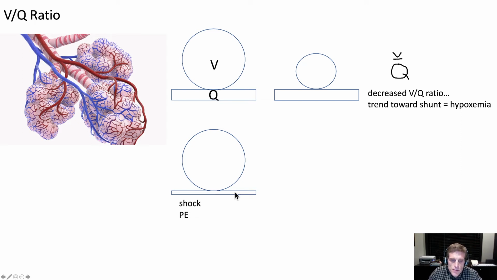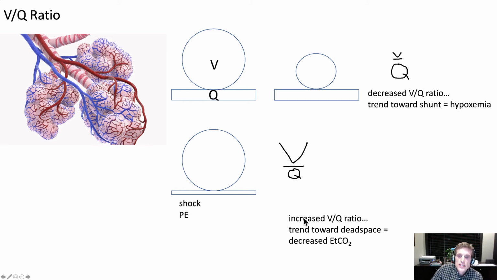PE causes the same thing, but on more of a regional basis. You'll have this big clot, and you could imagine that there's not much Q or blood flow going beyond that clot. So in both cases, we have this scenario where we still have V, but we've got a small Q. So we have this big V, but this small Q. This is a trend toward dead space ventilation. So an increased VQ ratio is a trend toward dead space, and this results in decreased end-tidal CO2.